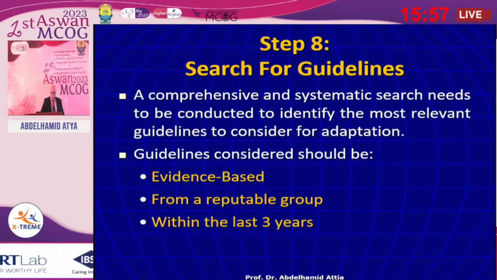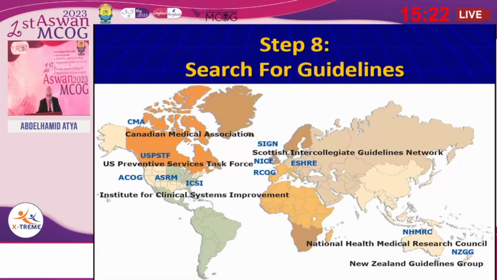Where to search for the guidelines? The guidelines should be evidence-based, they should be from a reputable group producing guidelines, and they should be recent, within the last 3 years. Sometimes you don't find guidelines in the last 3 years; don't go beyond 5 years. If you have them in the last 3 years, okay, well and good, work with them. If you don't, 4 years, 5 years maximum. If there are only older guidelines, skip them and don't adapt for this topic. Wait till there is a good, high-quality international guideline.